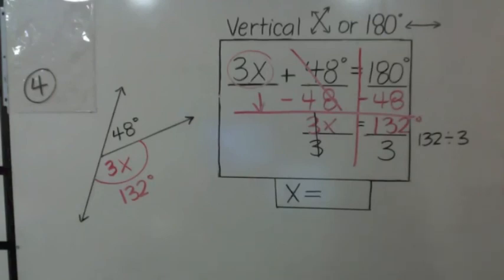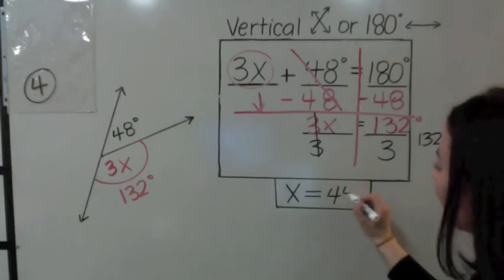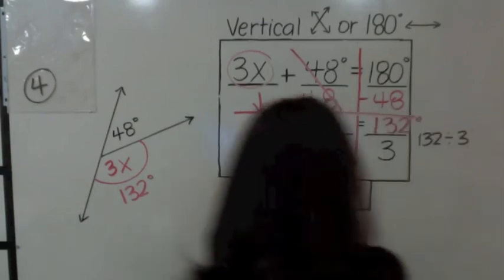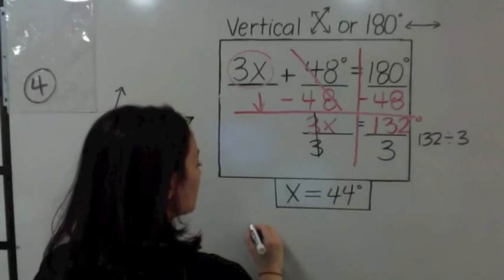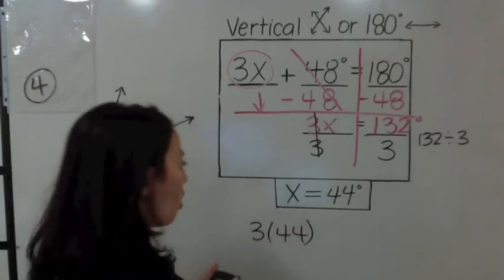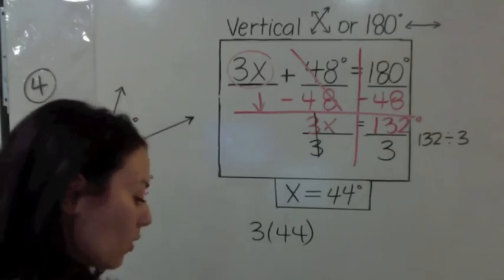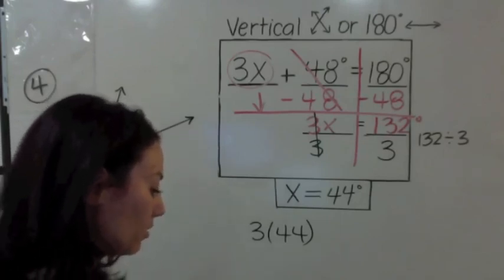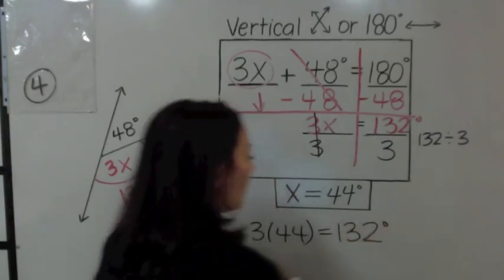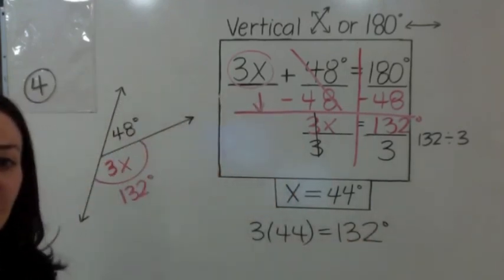And what do you get? 44 degrees. Excellent. Which means if I take 44 degrees and I multiply it by 3, what do you think I'm going to get? What's 3 times 44? It's 132. Very good. All right. So go ahead and get that down.